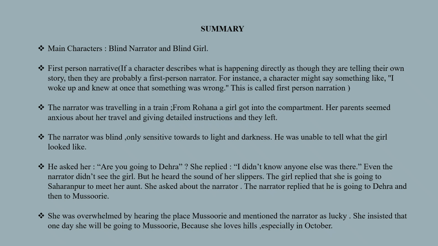Let's get started. The narrator was traveling in a train from Rohana. A girl got into the compartment. Her parents seemed anxious about her travel and gave detailed instructions, and they left. The narrator was blind, only sensitive to light and darkness. He was unable to tell what the girl looked like.